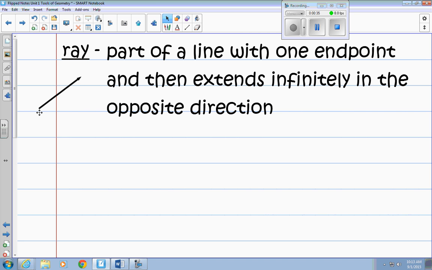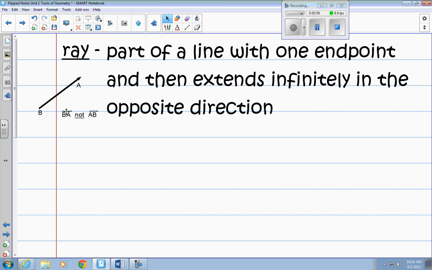Rays are named with the endpoint first. That is key. Make sure you make a note of that. The endpoint always needs to be named first when you name a ray. Whereas with a line segment, we could name either endpoint first, with a ray, it has to be the endpoint, and then you can use any other point that lies on the ray. So we could never call this ray AB, for example. It would always be BA.